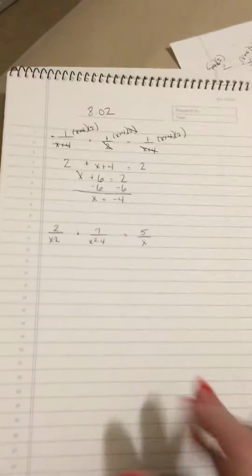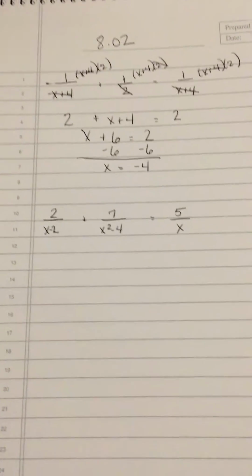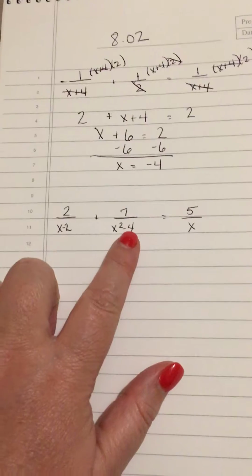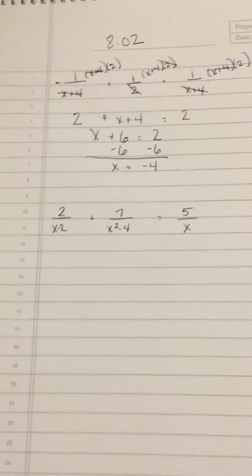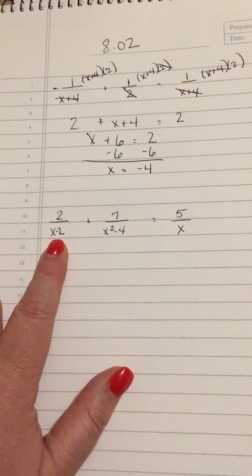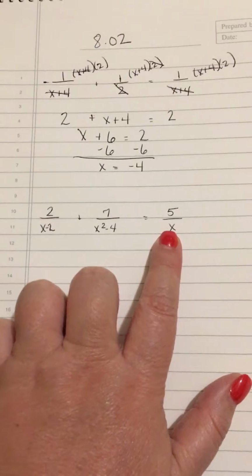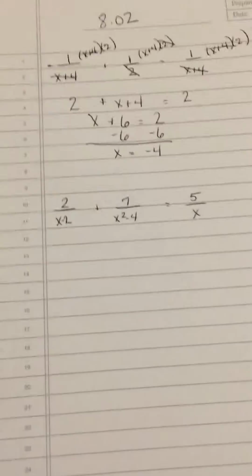Now, the second equation is definitely more complex. The most important thing you need to check for, which a lot of people forget to do, is to make sure that each of these denominators is fully factored. Now, x minus 2, there's no way that I can factor x minus 2. And also x, there's nothing I can do to that. But this x squared minus 4 is not fully factored.